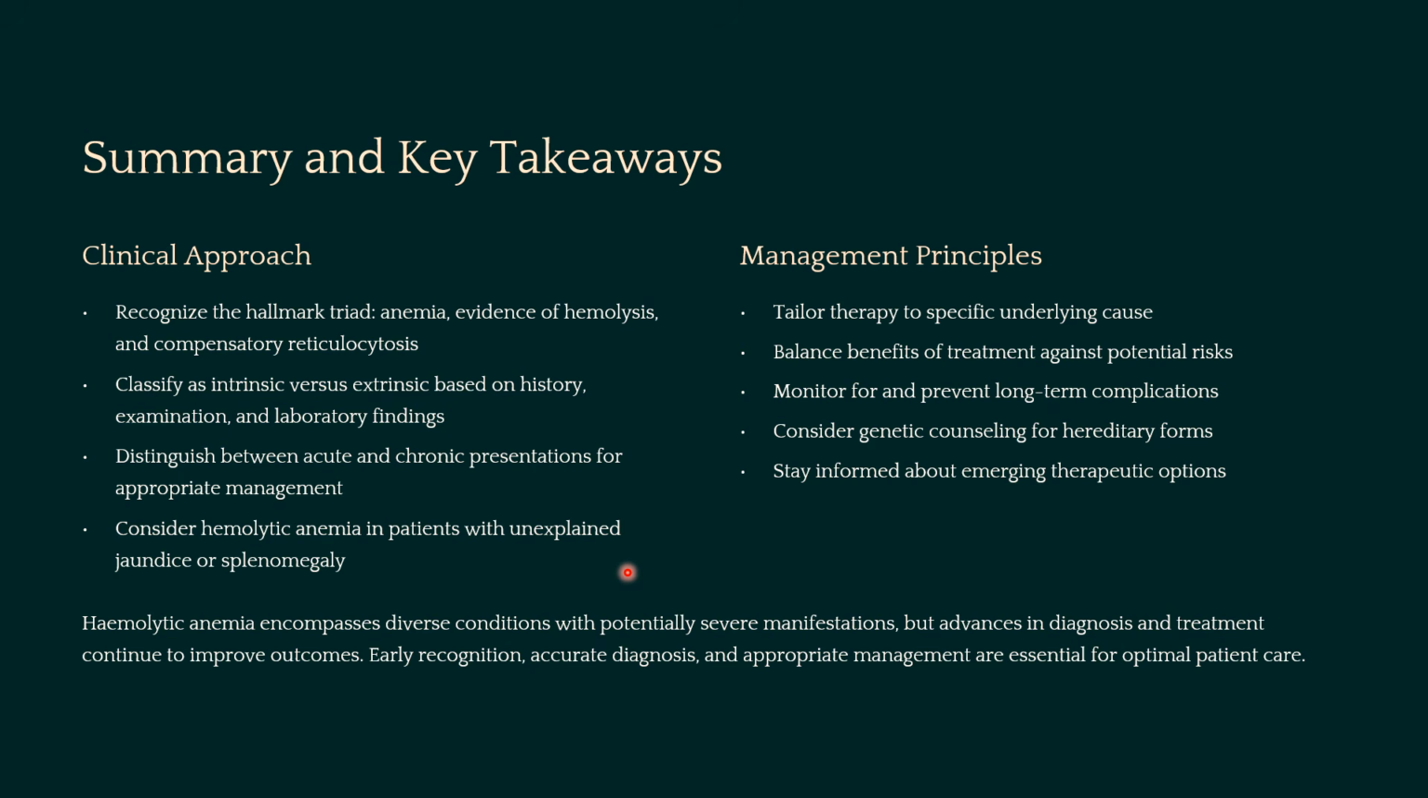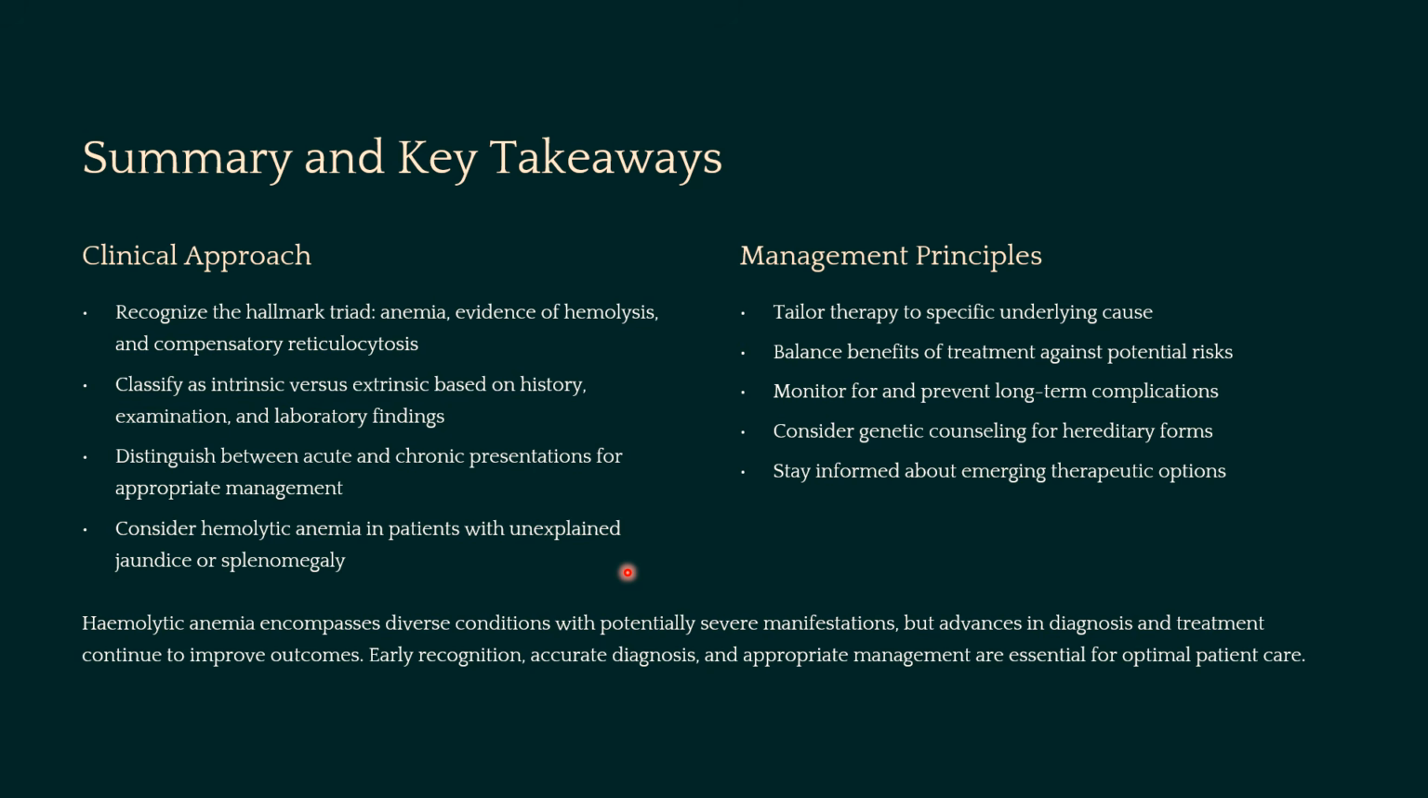Consider hemolytic anemia in patients with unexplained jaundice or splenomegaly, meaning if a person has no problem or no report of anemia, but still has jaundice and splenomegaly, then we have to think that this person is suffering from jaundice or splenomegaly which are the result of hemolytic anemia. So this should be the clinical approach.